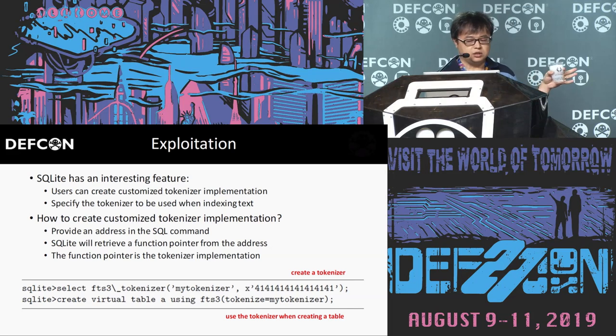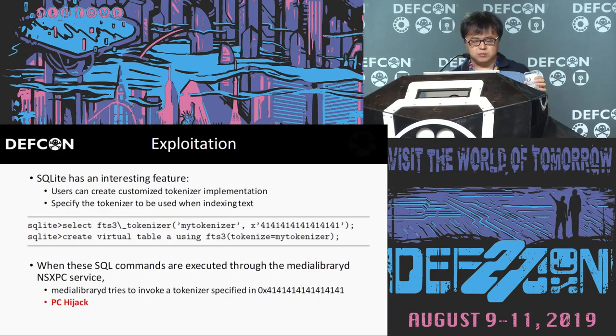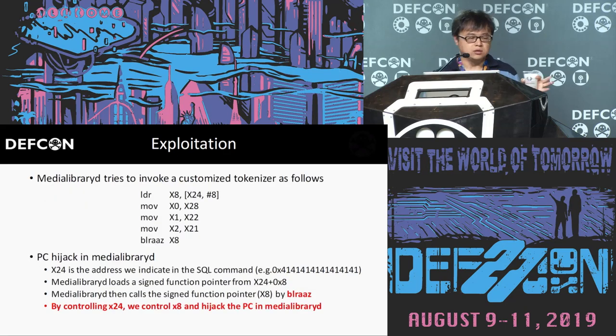You can see from the figure that we create a tokenizer called myTokenizer, which is at the address 414141, and we use myTokenizer to create a table. And when these SQL commands are executed, SQLite will try to find a function pointer which is indicated at the 414141 address, and use that function pointer to call a function. So when those SQL commands are executed, medialibraryd will try to invoke a customized tokenizer from a function pointer like follows.